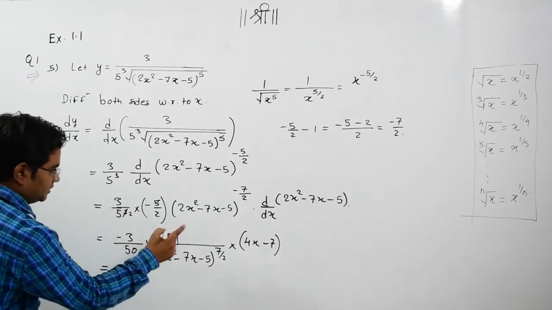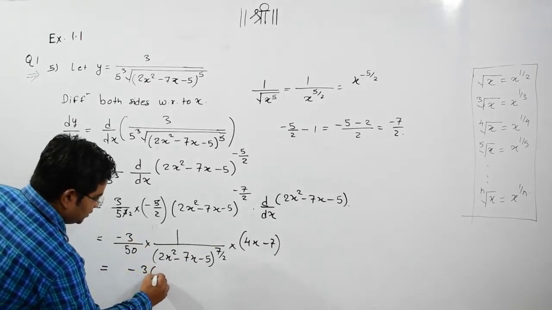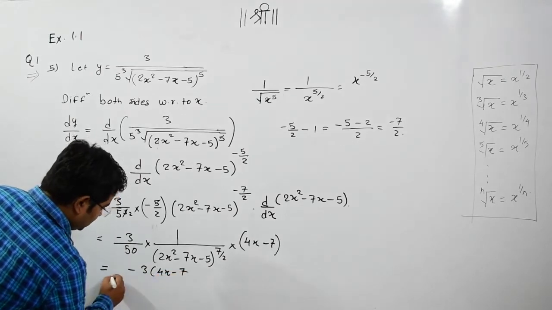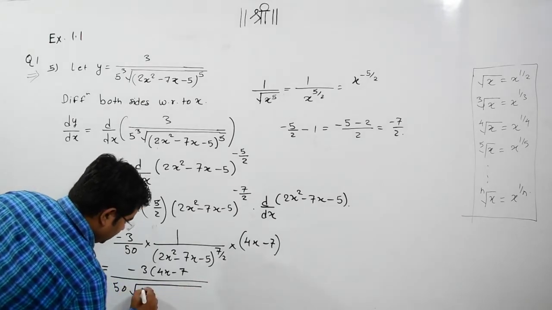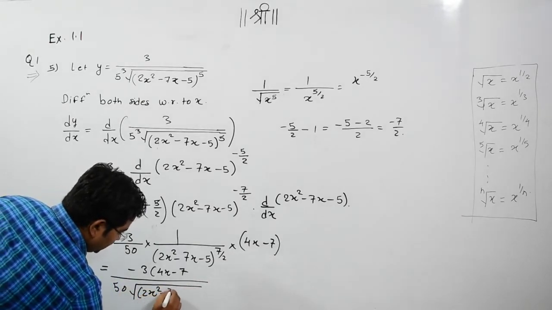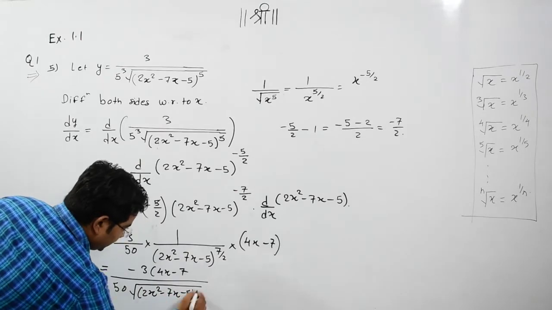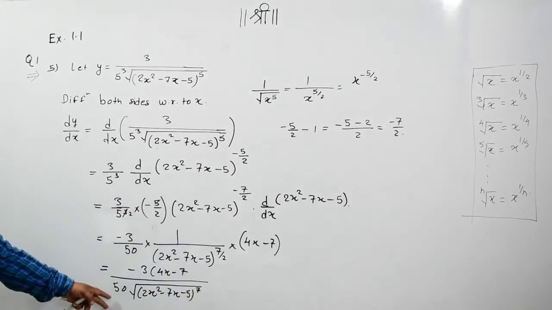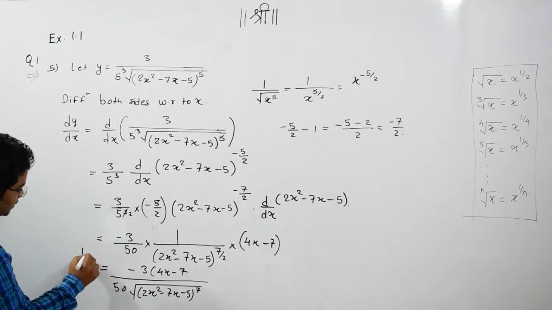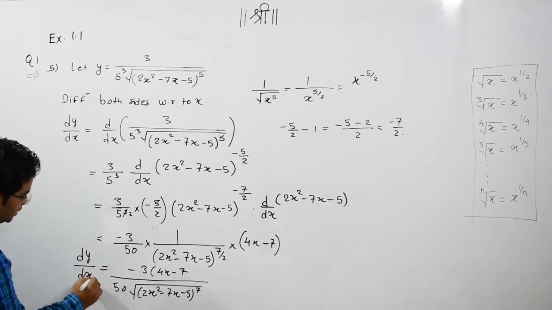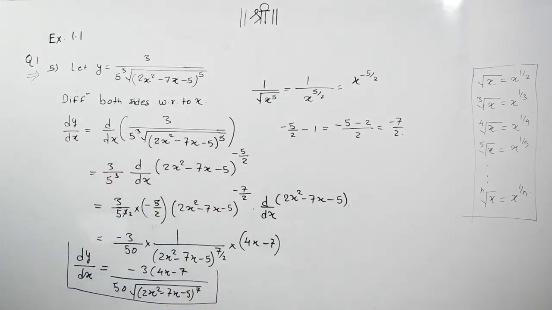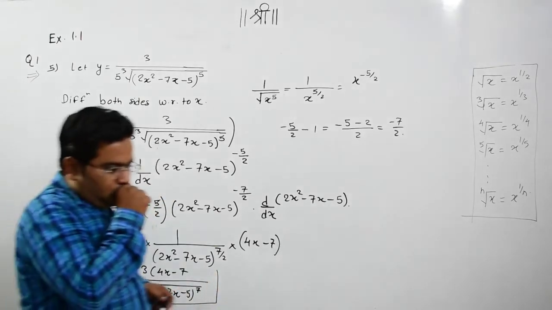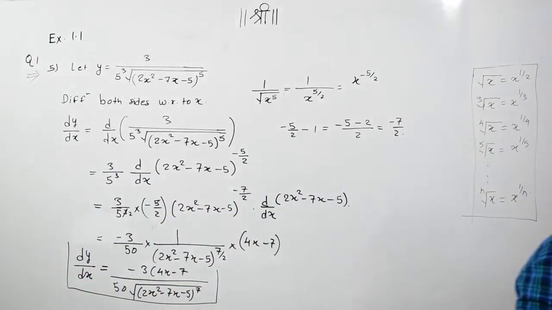So minus 3 will be there. So minus 3 into 4x minus 7 divided by 50 into under root of this 2x square minus 7x minus 5 bracket raised to 7. Hope you understood this term. So therefore we are getting dy upon dx is equal to this much. So that's how we can solve this kind of questions directly. Just look at it properly once. Okay, hope you will understand.